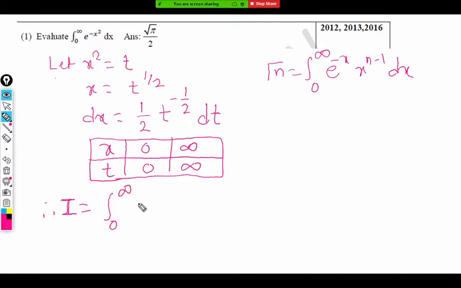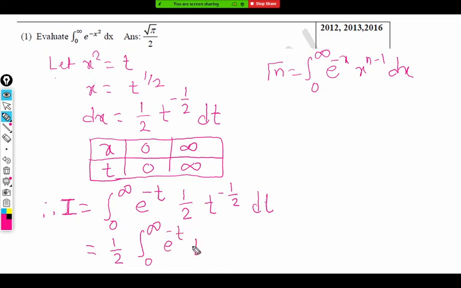Now it goes in variable t. So e raised to minus t, and the dx value is 1 by 2 t raised to minus half dt. This 1 by 2 is a constant outside the integral. We're left with the integral from 0 to infinity of e raised to minus t, t raised to minus half dt. Now what will be the value of that integral?